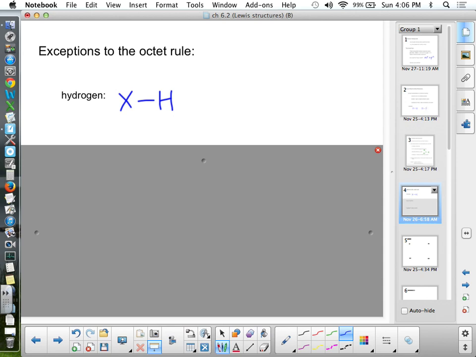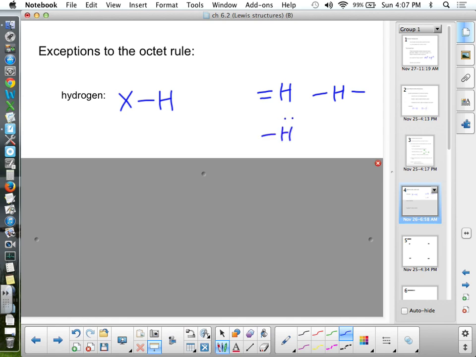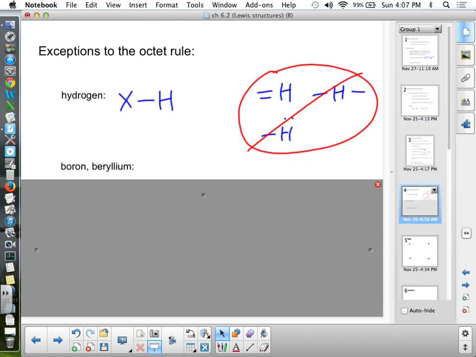Things you will never see is a hydrogen atom forming more than 1 bond, and you will never see a hydrogen atom with a bond and a lone pair on it. And those things are just so ridiculously silly, I will draw a big no through that. Don't ever do any of those things.